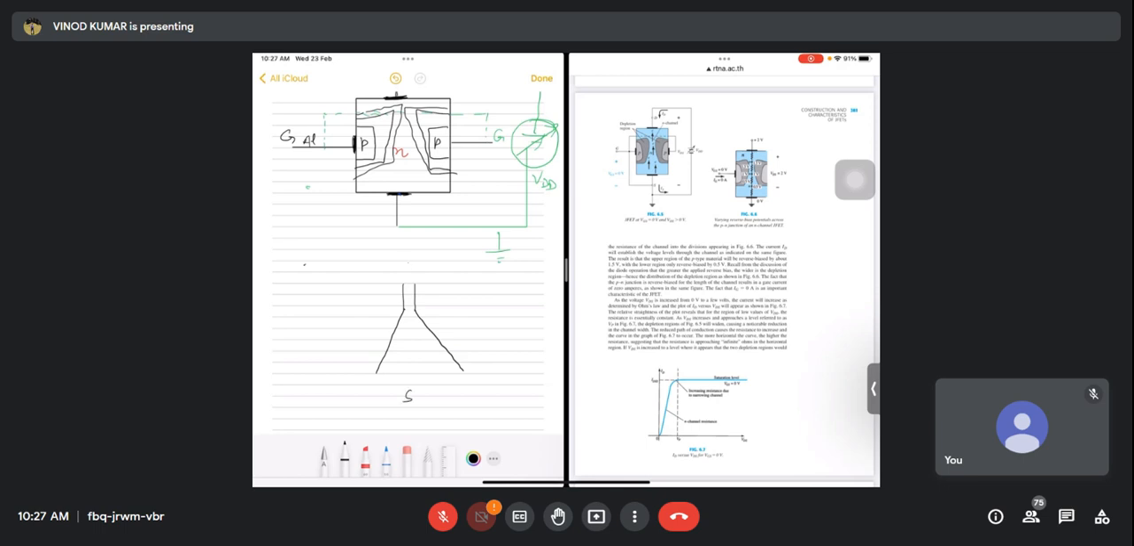ये सोर्स है, ये ड्रेन है, ऐसे हो रहा है ना? This is depletion layer. This is nothing but this is depletion layer. Okay, and we are applying here some voltage, and electrons are flowing like this, and accordingly we have current here.